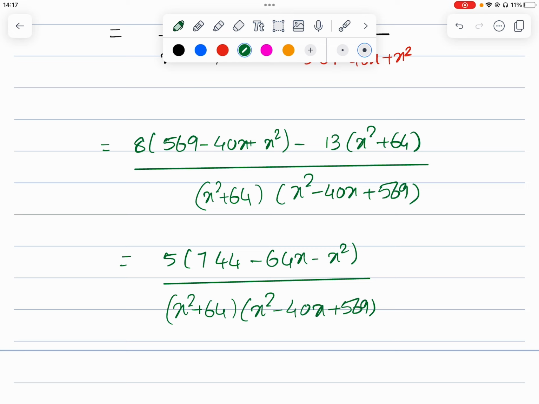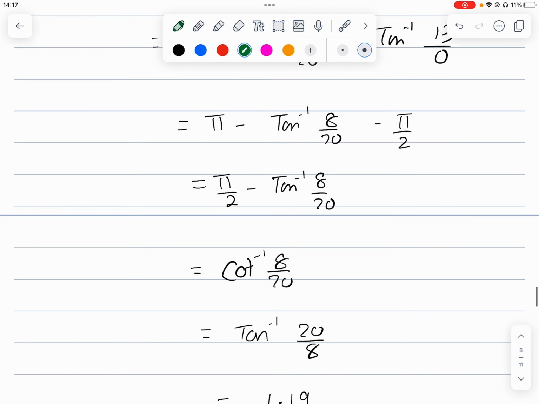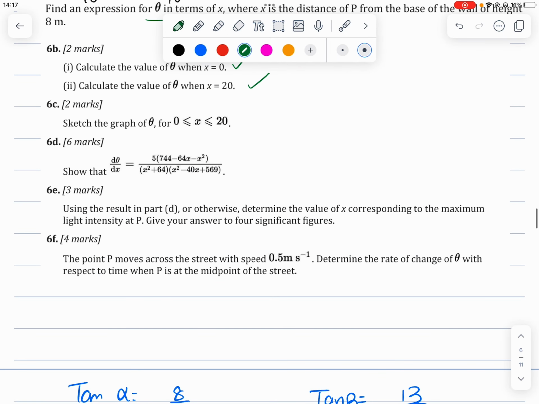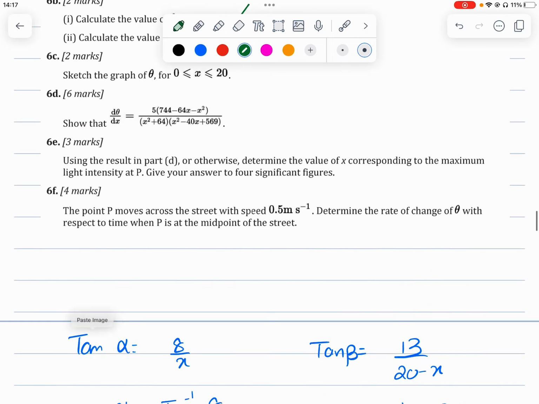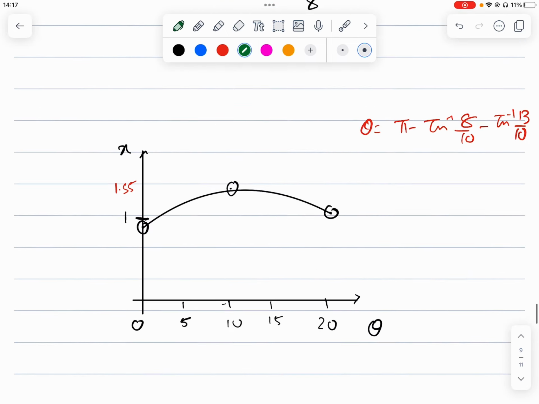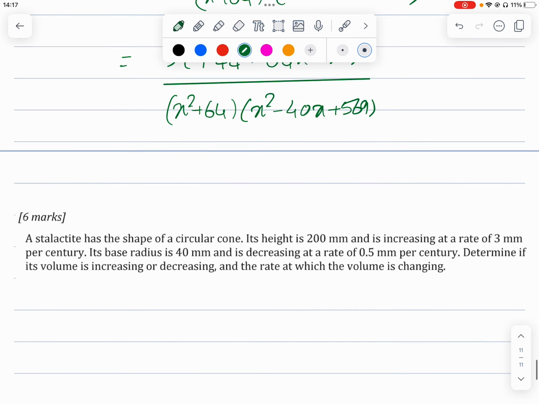Now coming to the next part. That was a bit long question. Then, using the result in part D or otherwise, determine the value of x corresponding to maximum light intensity, giving your answer in 4 significant figures. So, maximum intensity means nothing but what we learned. First derivative should be equals to 0.